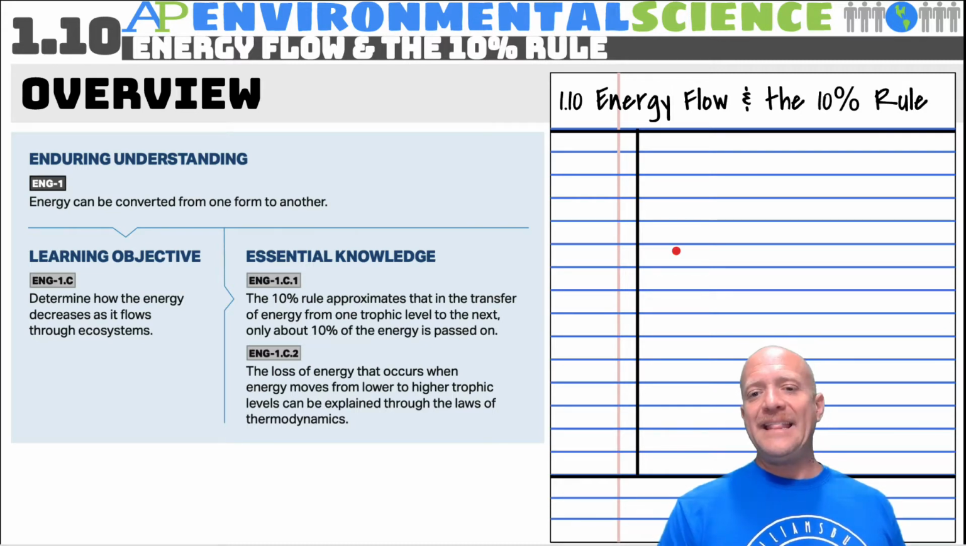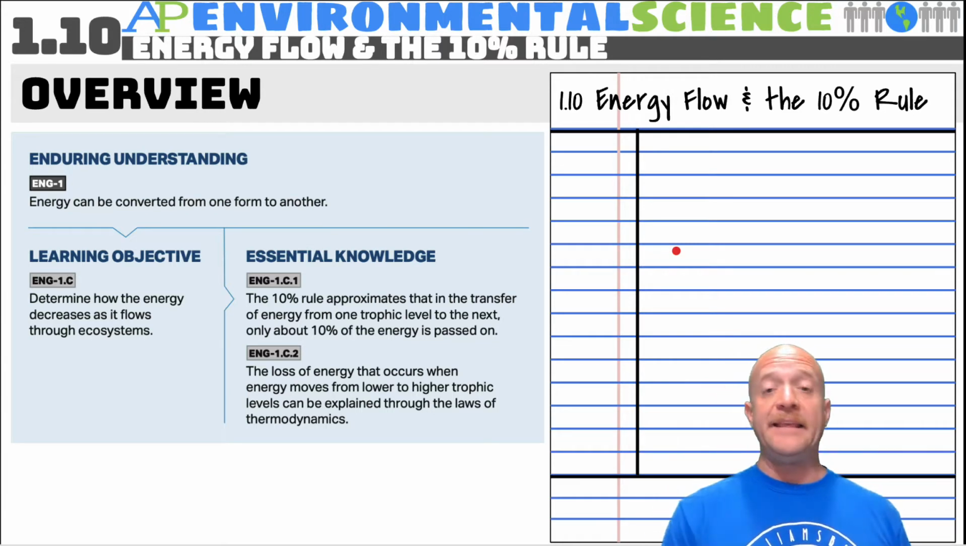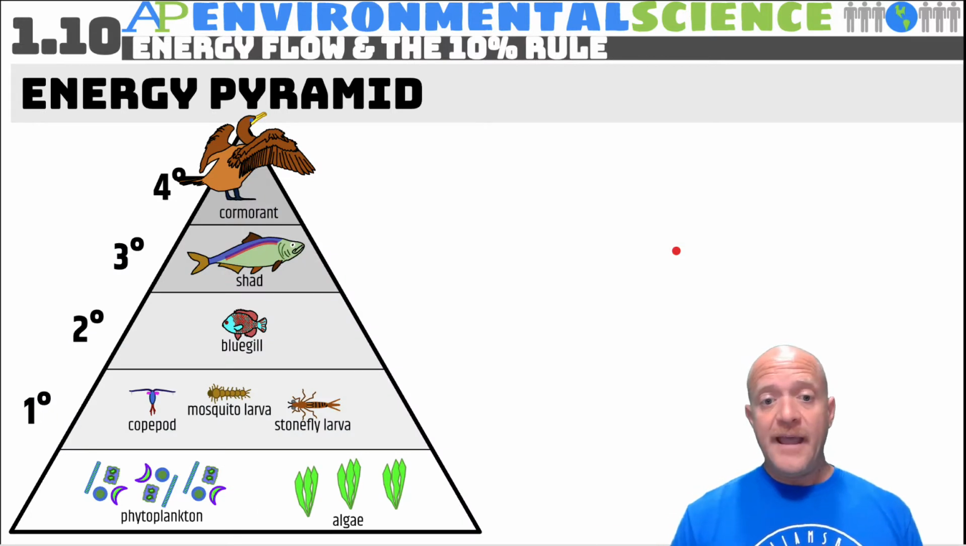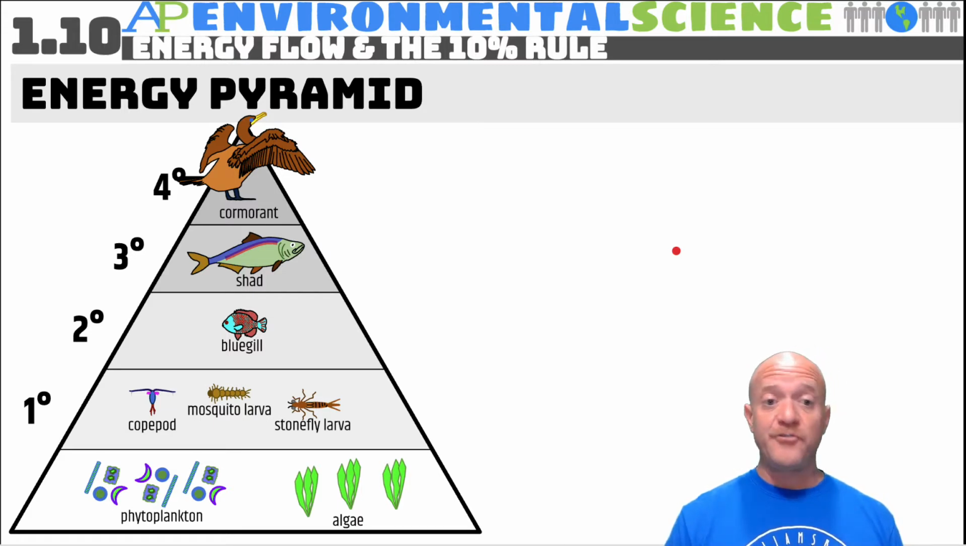So energy flow and the 10% rule is related to the trophic levels. And what we have is what is considered an energy pyramid. This basically shows the feeding relationships within an ecosystem, and this is broken down by the trophic level.